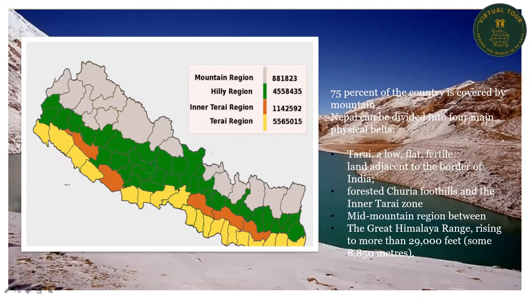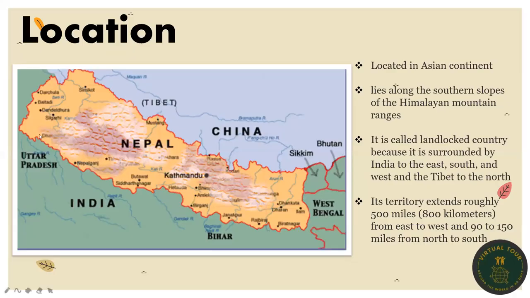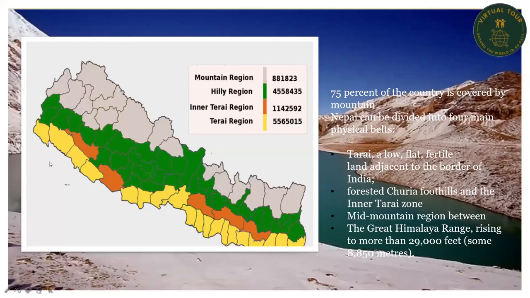The terrain is basically low, flat, and fertile land, and it is adjacent to the border of India, as in the previous picture. Here you can see the border of Nepal and India. So the terrain region is adjacent to the border of India. And the Great Himalaya Range rises to more than 29,000 feet.